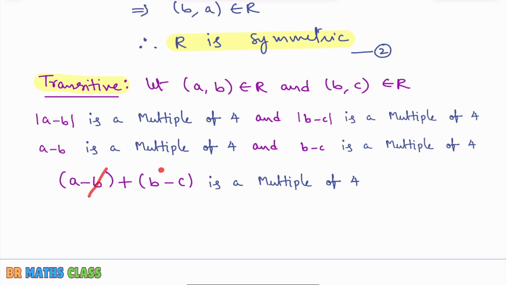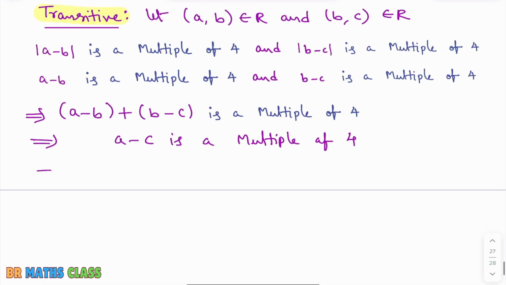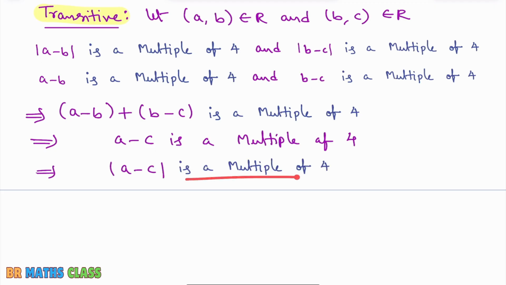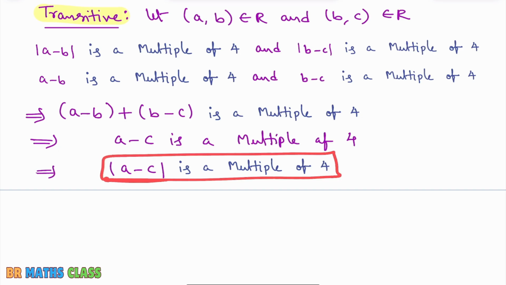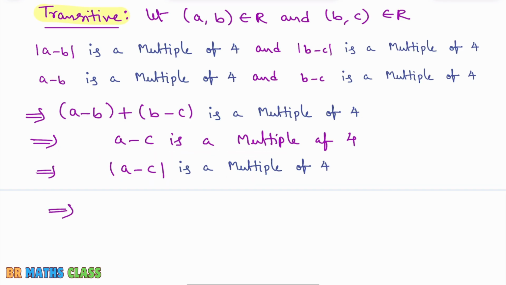Now you can see here minus B plus B will get cancelled. From this we can say that A minus C is a multiple of 4. If A minus C is a multiple of 4, then modulus of A minus C is a multiple of 4. When we got this, I can write that the ordered pair A comma C belongs to R.